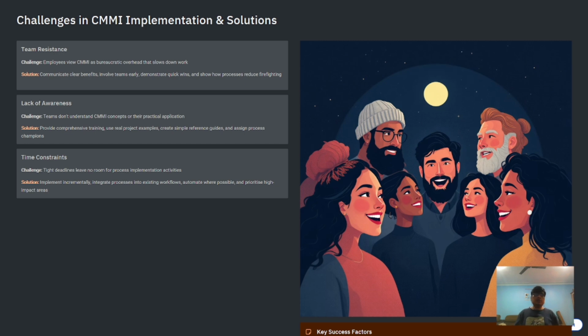Finally, we are discussing the different challenges which a process consultant faces while implementing processes in a project. These are the common challenges which have been seen across organizations and projects. The first challenge is team resistance.